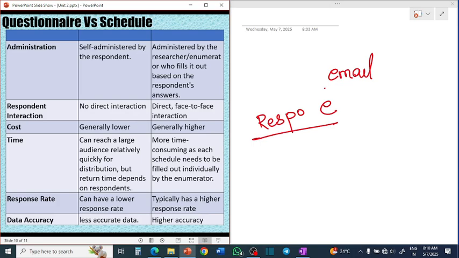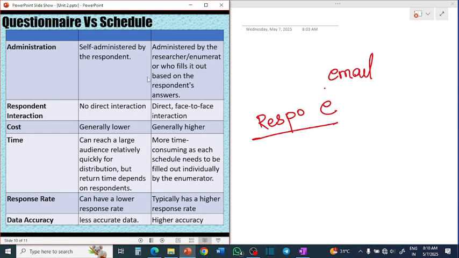Questionnaire is the data which is collected by the researcher himself. That is why it is called self-administered. As you can see the point over here, it is called self-administered. And in the case of schedule, it is collected by a third person who is known as an enumerator.